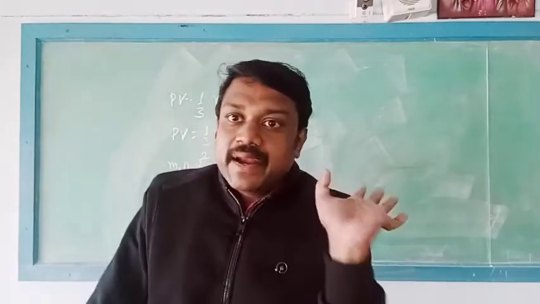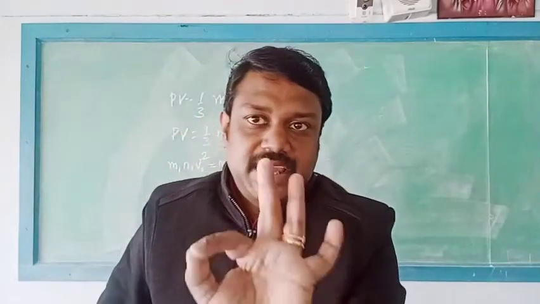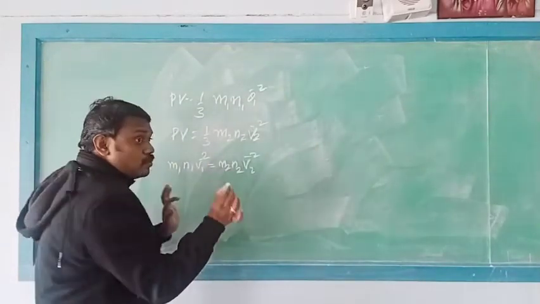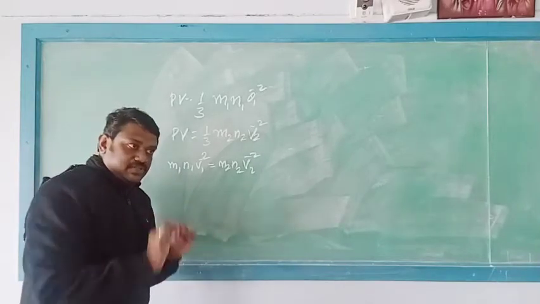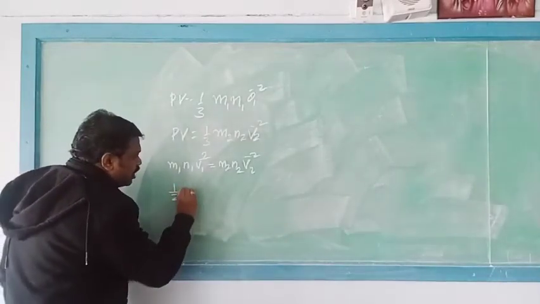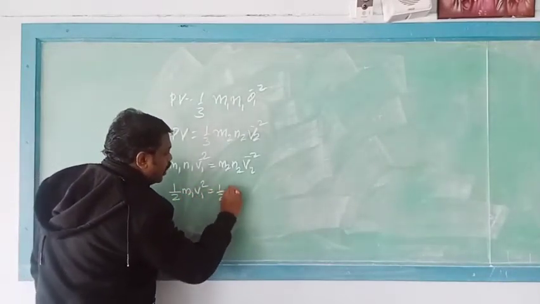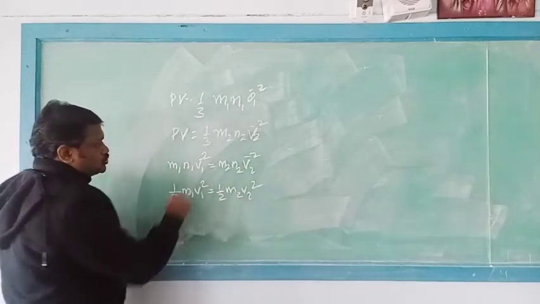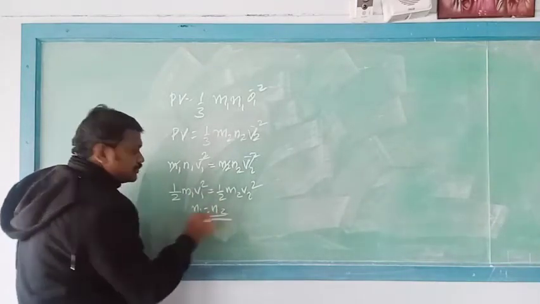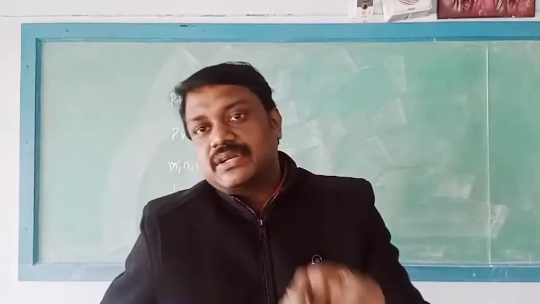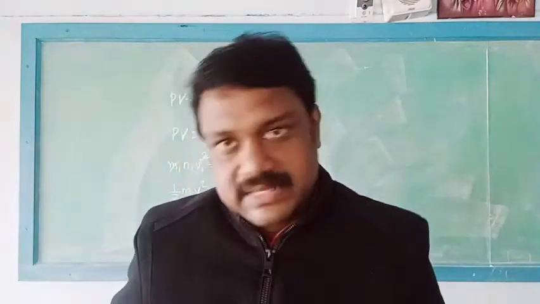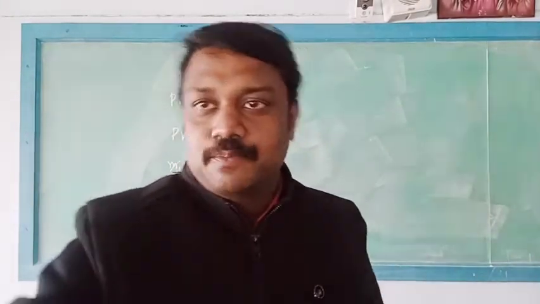Provided at constant temperature and pressure, equal volumes of gases contain an equal number of particles. At constant temperature, their average kinetic energy is also the same. So we can say that at constant temperature, half M1 V1 square is equal to half M2 V2 square. So M1 V1 square and M2 V2 square are equal, which leaves N1 equal to N2. That means at constant temperature and pressure, equal volumes of all gases contain an equal number of particles. That is Avogadro's law, which is also proved here.